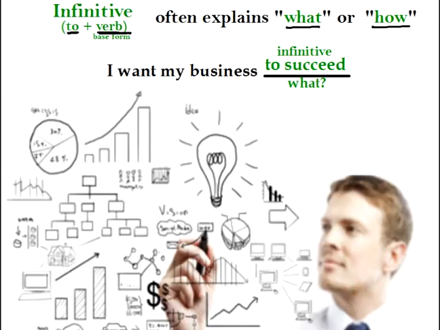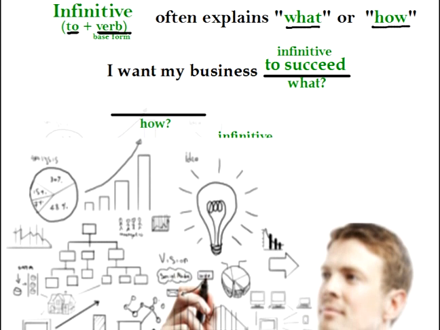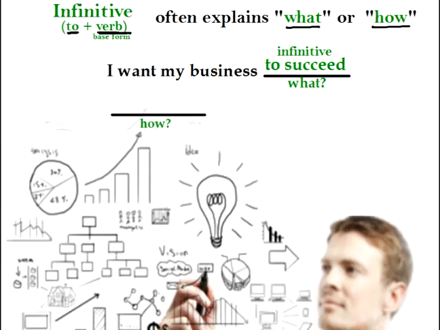So the infinitive often tells us what or how. For example, if I think, I want my business to succeed, but how am I going to do this? Again, I'm going to use an infinitive, and I'm going to say, to succeed, and then I'm going to give different ways that I can succeed. So I'm using that infinitive to describe how, or to begin a sentence on how to do something.